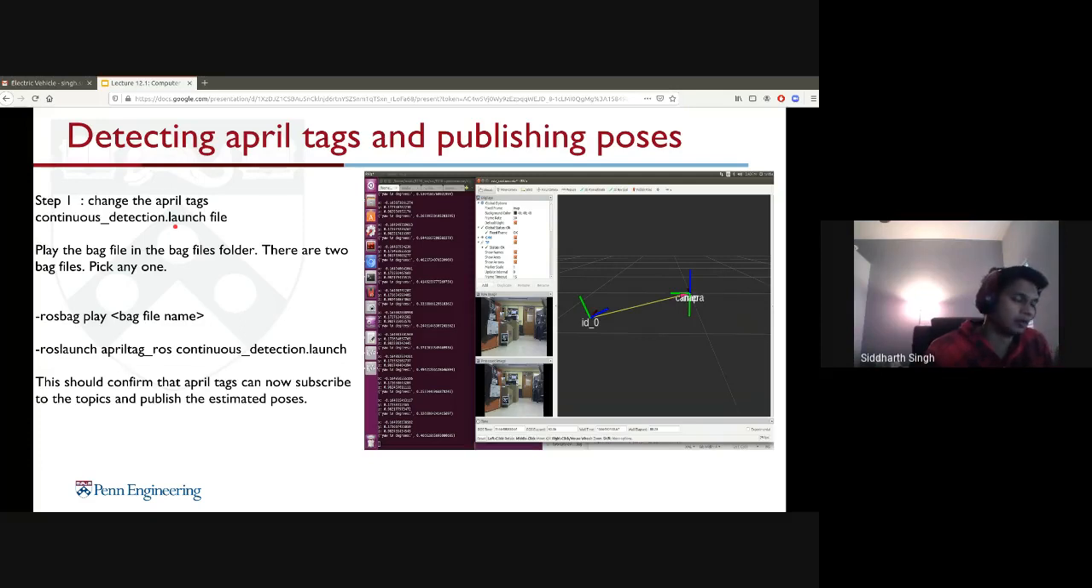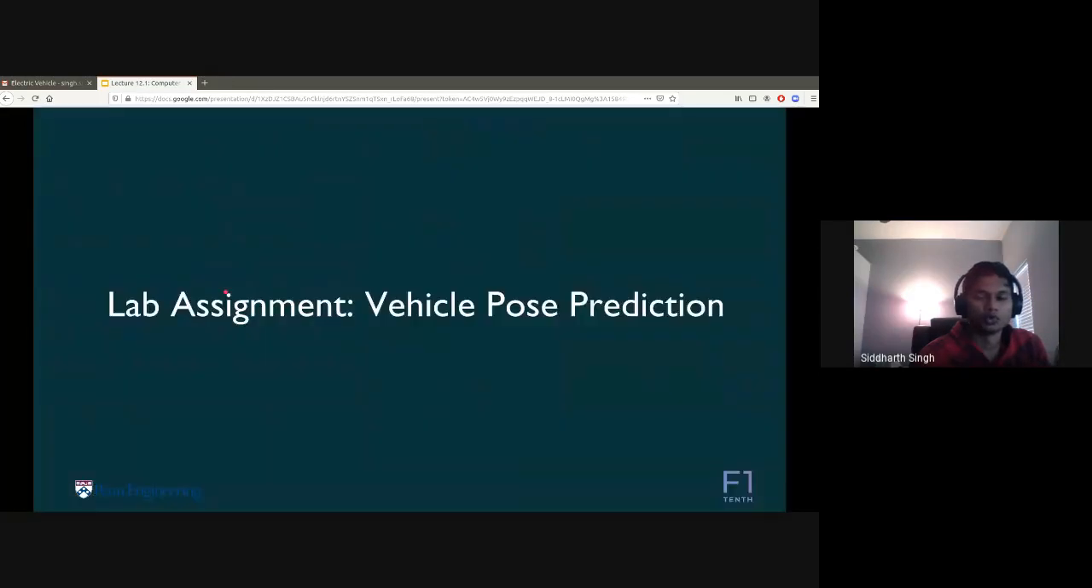We're keeping this lab very light so that you have time to work on your projects A and B because you're quarantined. So you play the bag that we'll provide you with, or the camera that you might want to use. You run the continuous detection launch file, and it should start showing up and printing this information immediately.